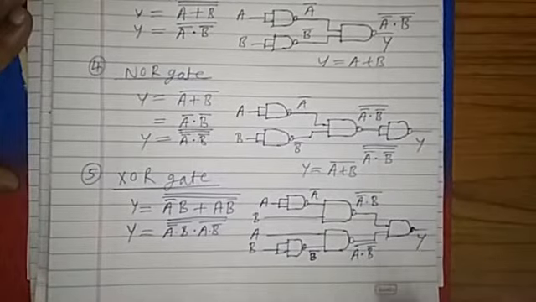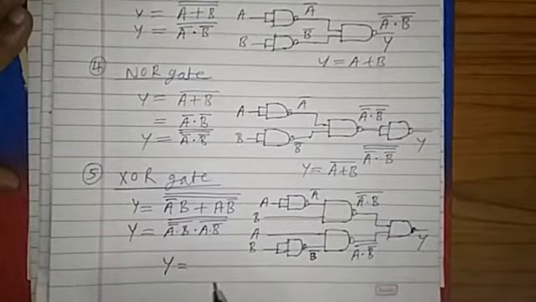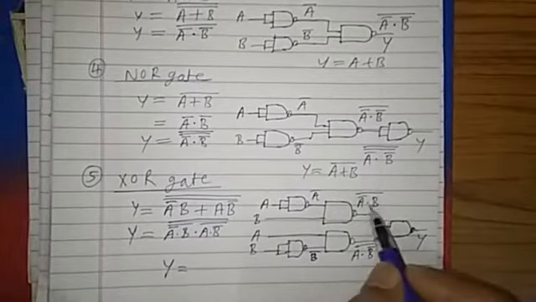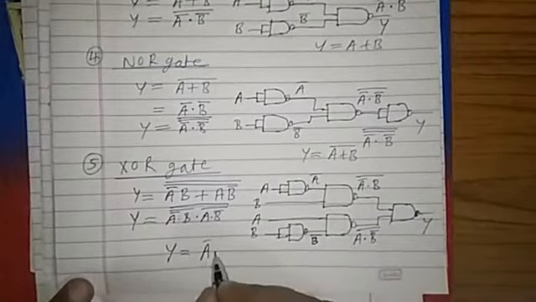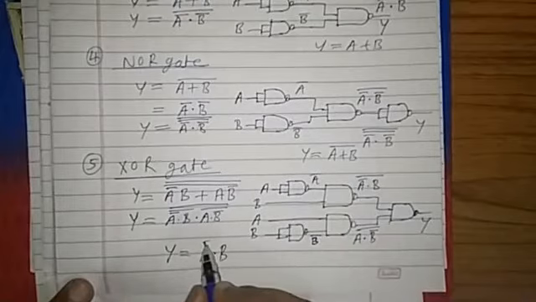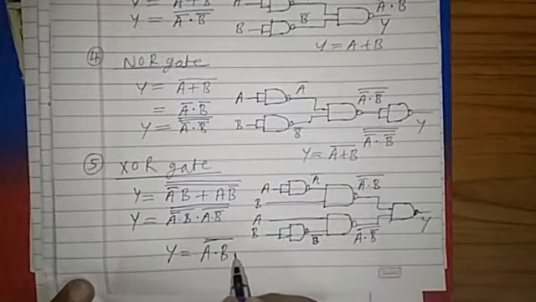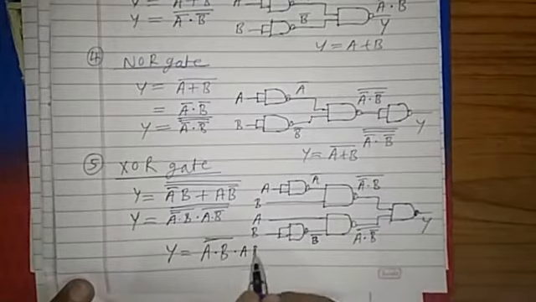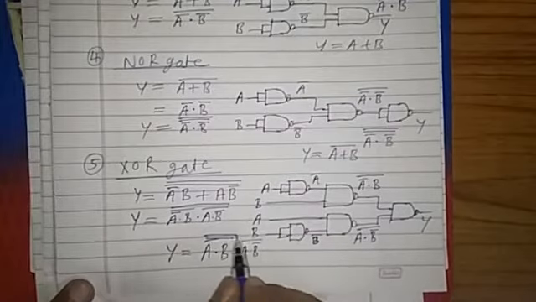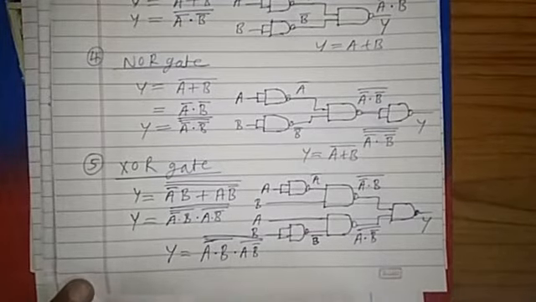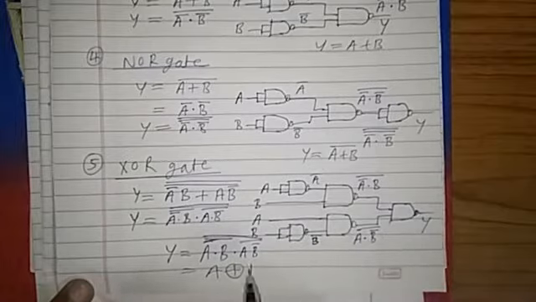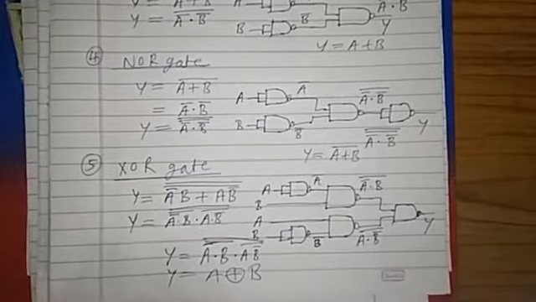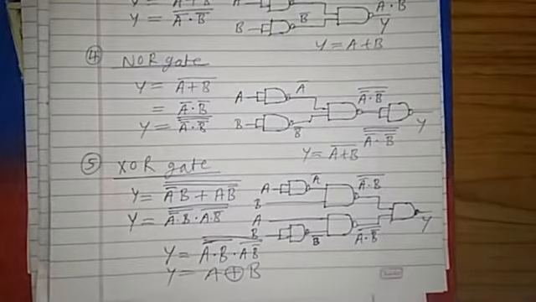This is Y. Therefore, Y equal to (A bar dot B) whole bar dot (A B bar) whole bar, and whole bar. Therefore, this will be A XOR B. This is how it is implemented. Understood? Did you get this? How NAND implementation is done?